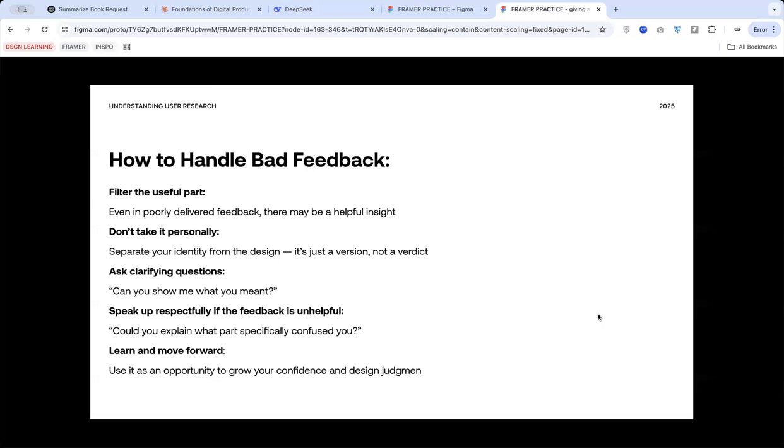First point is filter the useful part. Even in poorly delivered feedback, there may be a helpful insight. Like I said, even if the person doesn't say it right in their tone and their language and their voice, maybe it's condescending and they are shouting and they're authoritative and all those things, the truth is that in all of the bad things, there's still something useful. So a skill that you will learn or build over time is how to actually filter the useful part.